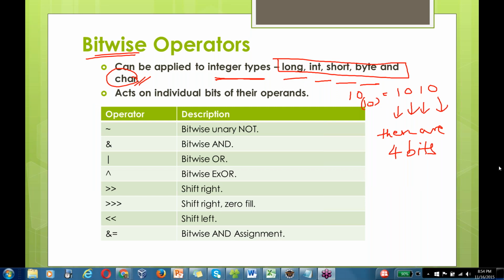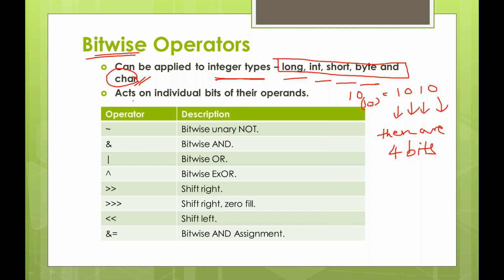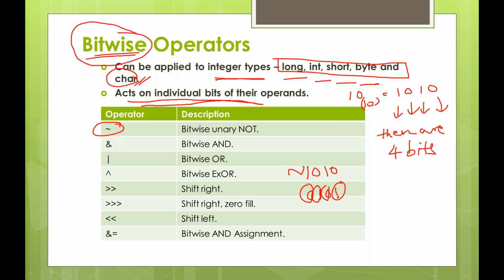Yeah, I'll come to your point here. Yeah, that's a good one. What we are trying to do here is, it happens on individual bits of an operand. Say for example, I have a unary NOT operator. What it does is invert the bits that I have. 1 0 1 0 becomes 0 1 0 1. It is operating on individual bits. That is why these operators are called bitwise operators.